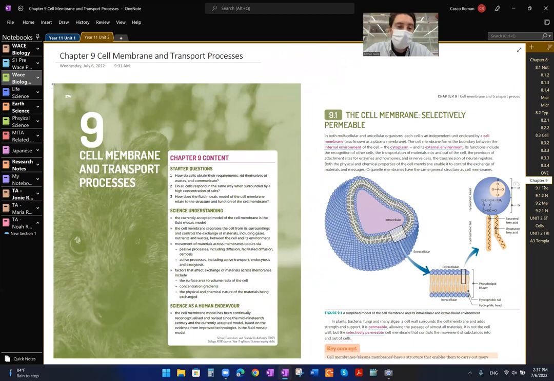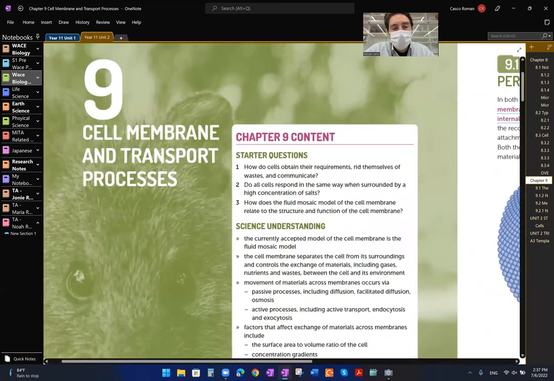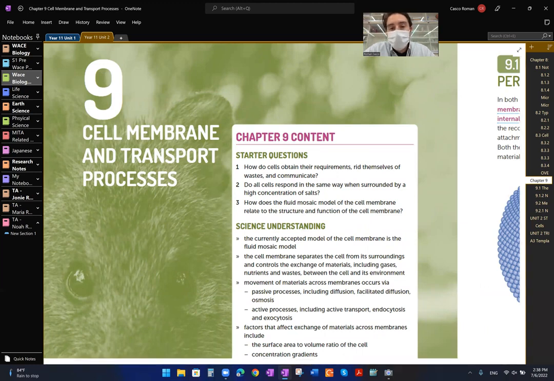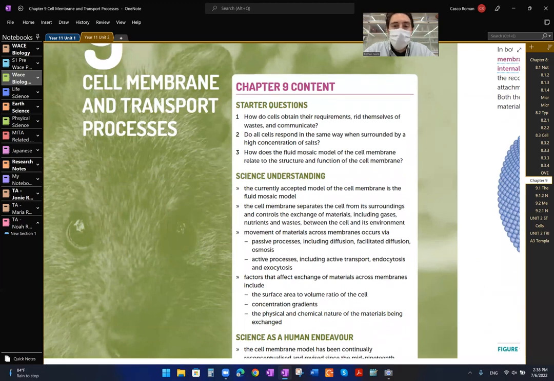So that's why I didn't talk about it in a lot of detail. And some specifics that you need to know regarding cell membranes and transport processes, and how the membrane regulates materials coming in and out, is all involved in chapter 9, right? So some questions that we might be asking ourselves within chapter 9 are: how do cells obtain their requirements, right? How are they going into and collecting material that they need and removing things that they don't need from their body outside, right?